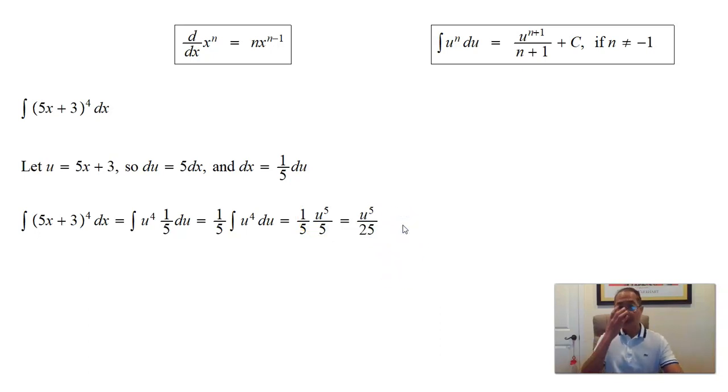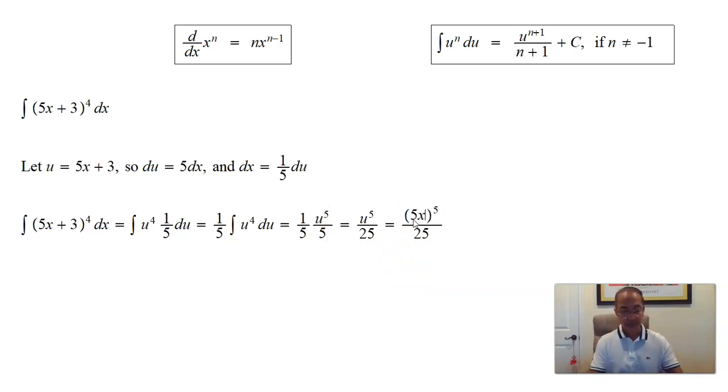Okay, so the integration is done, but our original problem is in x. Okay, so we are not done. We need to replace u with 5x + 3. So we will change u, and we will bring back 5x + 3. Okay, there you go. And at the end of the problem, don't forget to put in plus c. Okay, just so it's just absolutely correct.